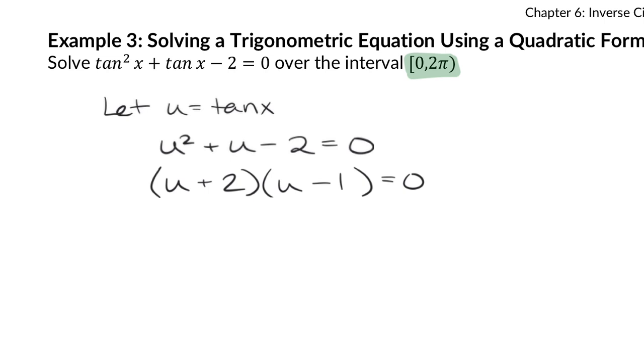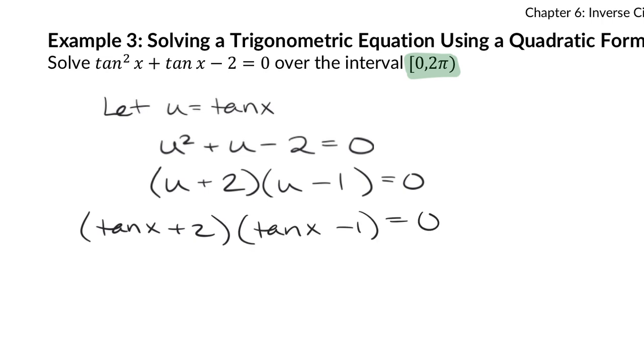Then we're going to undo the U substitution. The U is just basically a placeholder for us to make it easier for ourselves. We're then going to come back, and we're going to resubstitute back in our tangent of x. So anywhere there was a U, we put back the tangent of x. That's a U substitution. So then we can take each factor and set it equal to 0 and solve them independently.